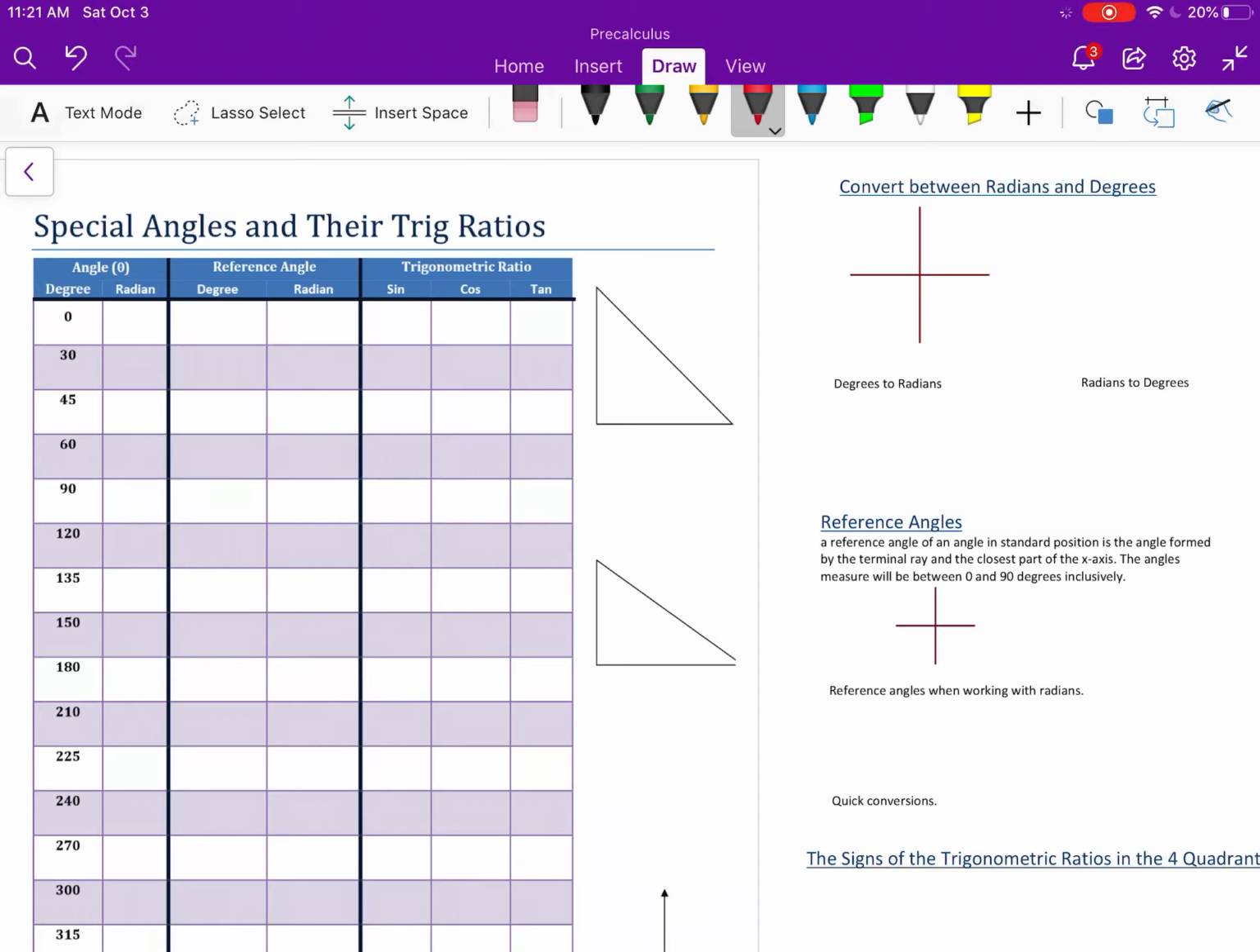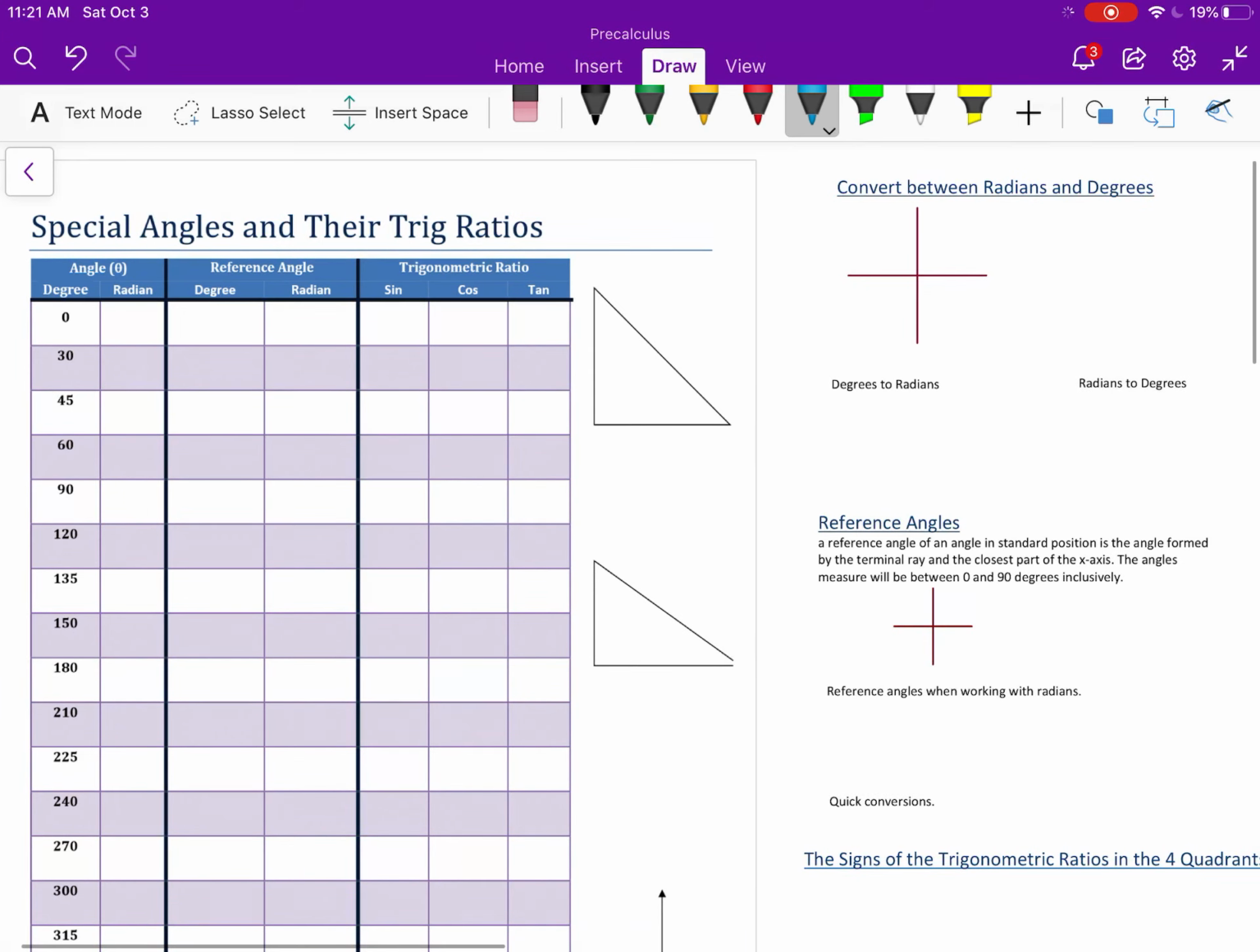We are going to start working through filling in this table of the trig values of our special angles that we'll be working with. And so we're going to just start by converting between radians and degrees. This is pretty small, so I might shift back and forth a little bit, but let's go ahead and get started.